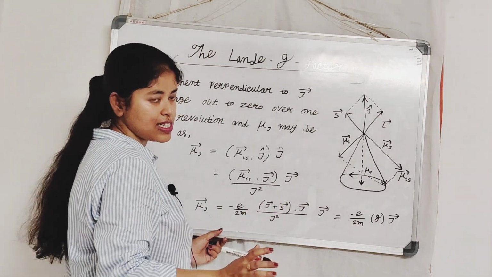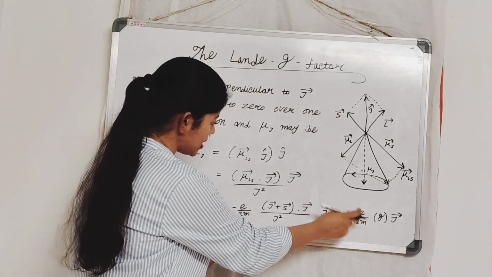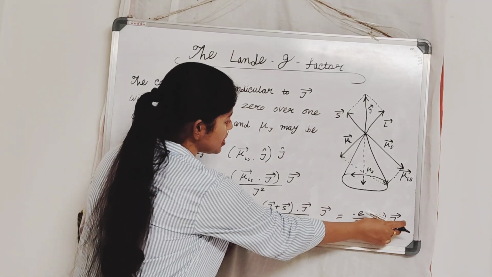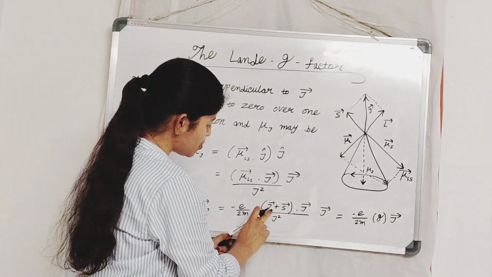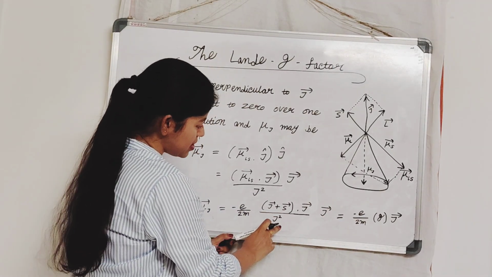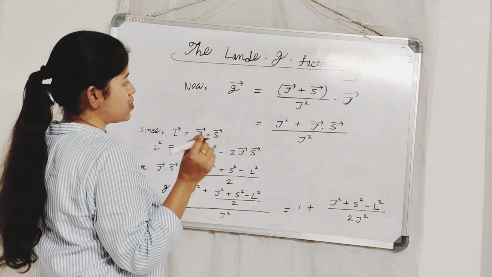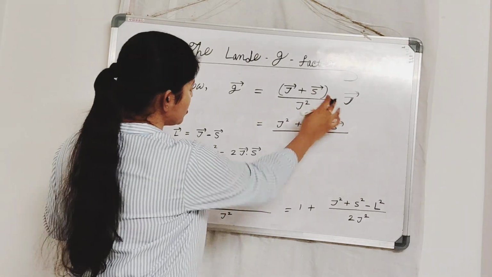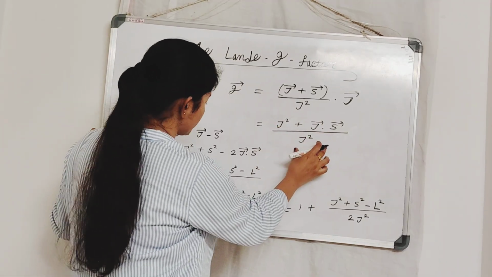Now we can write it in this way, that it is equal to minus e by 2m into g into the J vector. This g is the Landé factor, where g is equal to ((J plus S) dot J vector) by J square. Now g equals ((J plus S) dot J) by J square, which is equal to (J square plus J dot S) by J square.